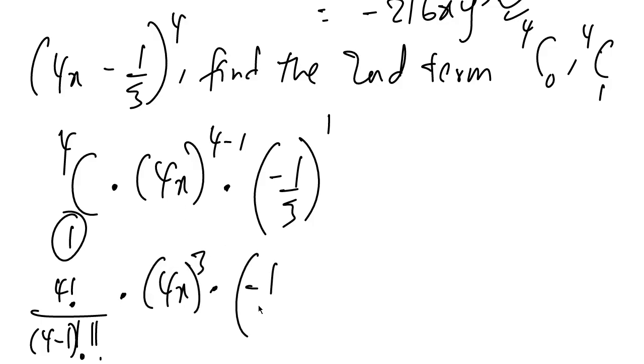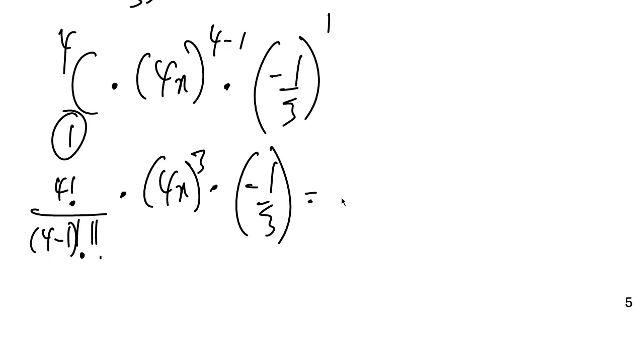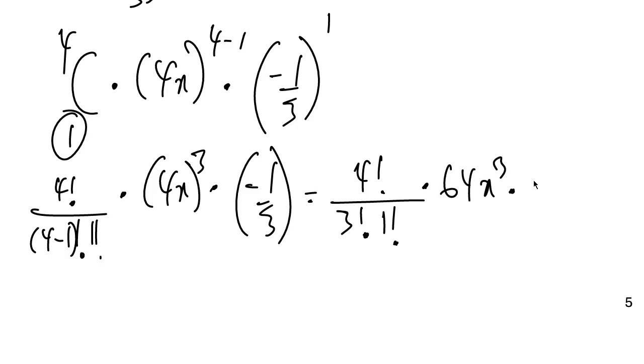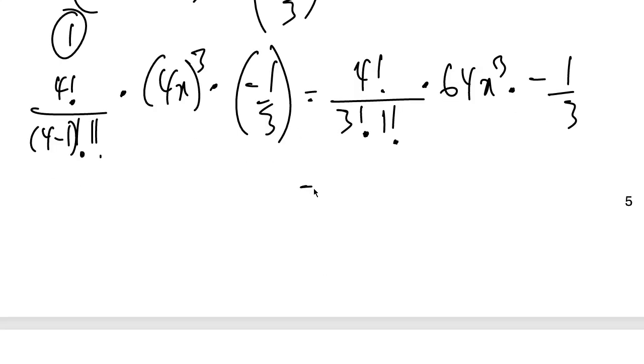3 minus 1 over 3. Are you getting it? So what's that now going to be? That will be 4 factorial. 4 minus 1 is 3. That's 3 factorial, 1 factorial, multiplied by 4 to the power 3, which is 64x cubed, times negative 1 over 3. So 4 factorial can be broken down as what?